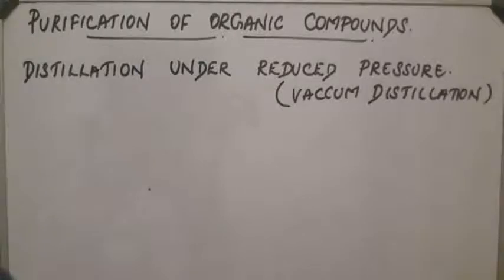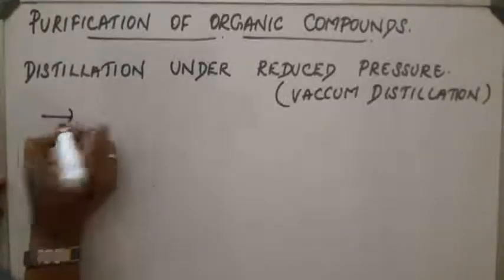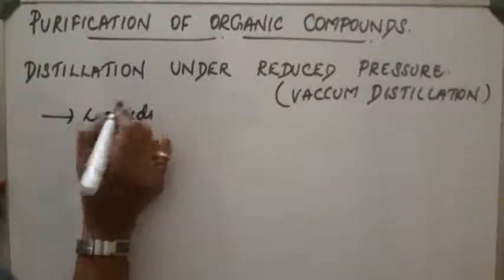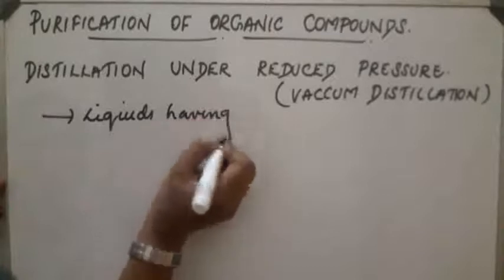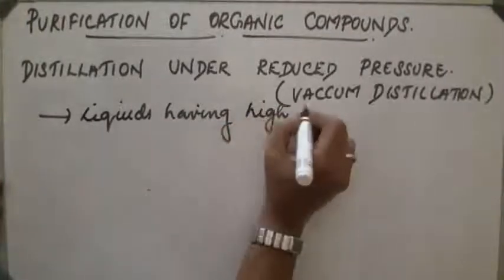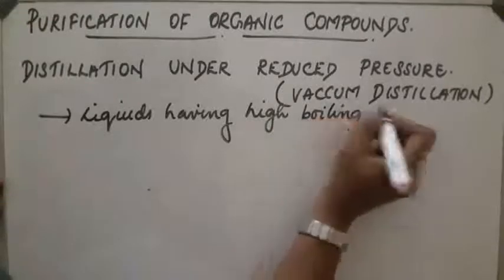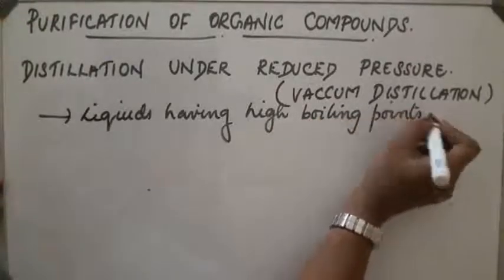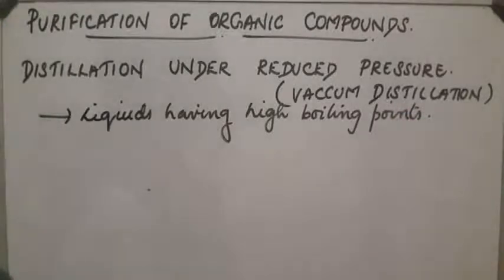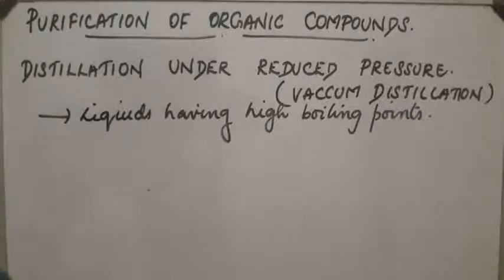Purification of organic compounds. Next method is distillation under reduced pressure. This method is also called vacuum distillation. This is used to separate liquids having high boiling points. Now, before reaching these boiling points, certain liquids will decompose. So, it is difficult to distill such compounds. So, we have to use this method.